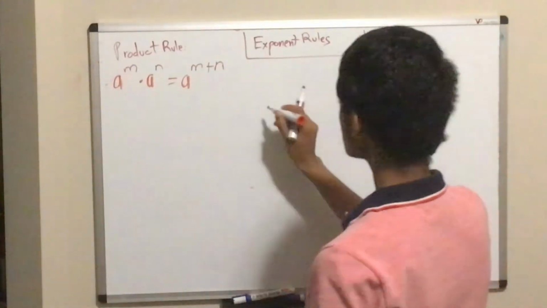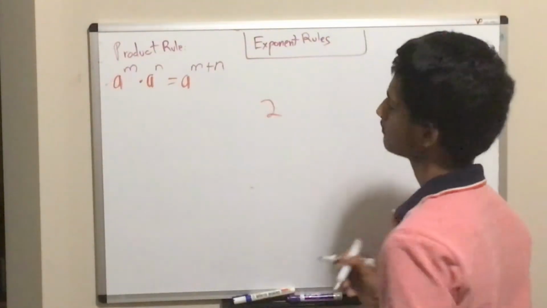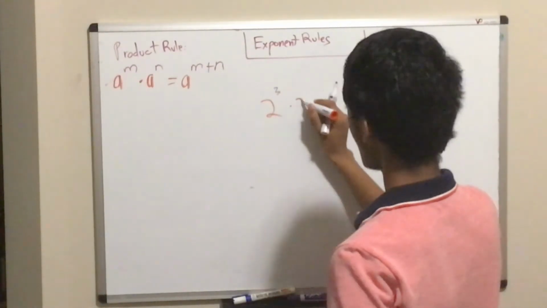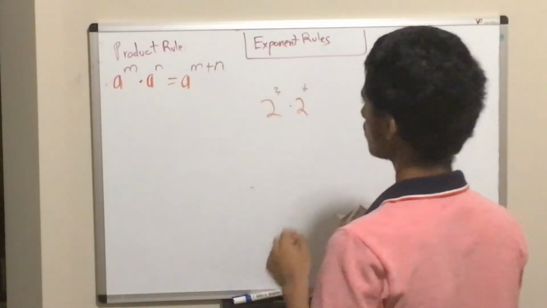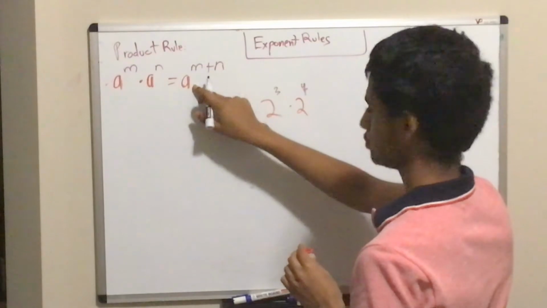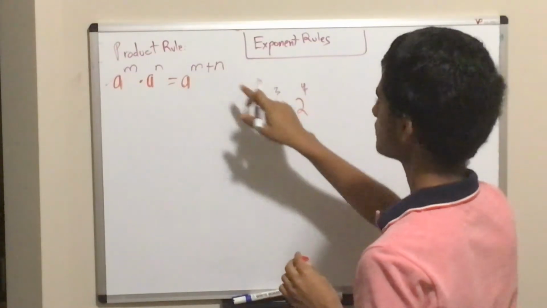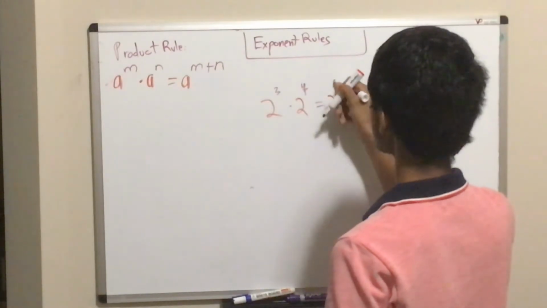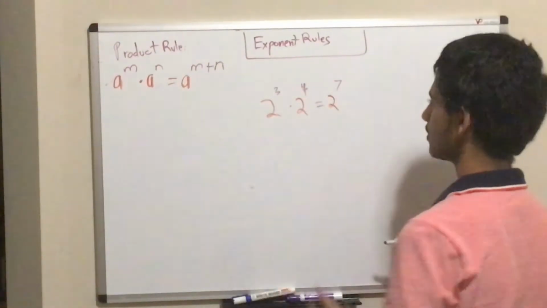So for a, I'm just going to let that be equal to a nice and simple 2. And for m, I'm going to choose 3, and for n, I'm going to choose 4. So according to the product rule, this should be 2 to the power of m plus n, which is 3 plus 4. And that must mean it's 2 to the power of 7. So now let's try to verify this.